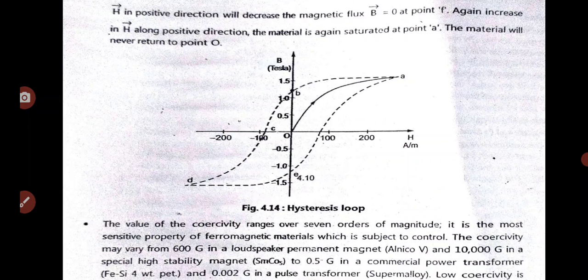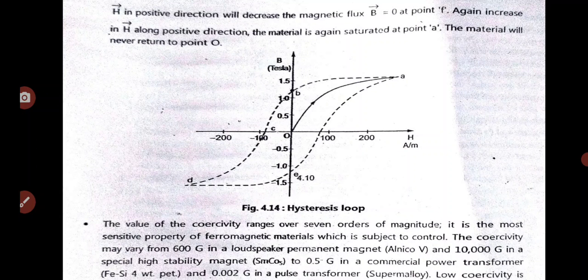Reducing this H value to 0 brings the magnetization to a point E, shown on the magnetic flux density B at the vertical axis, at a point between minus 1.0 and minus 1.5. Then increasing H in the positive direction decreases the magnetic flux, so that B becomes 0, and as the H strength keeps increasing along the positive direction, the material is again saturated at point A.